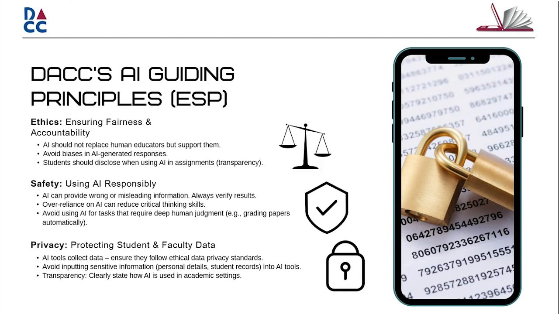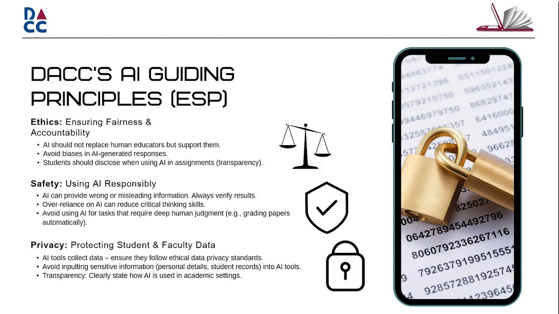DACC's AI guiding principles. At DACC, we inspire innovation, success, and community transformation while guiding the acceptable use and practices of artificial intelligence for excellence in teaching, learning, and professional development. We embrace, uphold, and expect the highest levels of ethics, safety, and privacy as our guiding principles. When it comes to ethics, we uphold practices in AI usage by ensuring equity, accountability, and fairness in all applications, striving to eliminate bias and empower inclusive innovation.